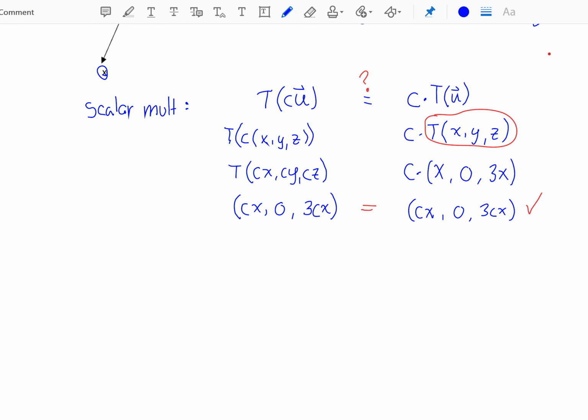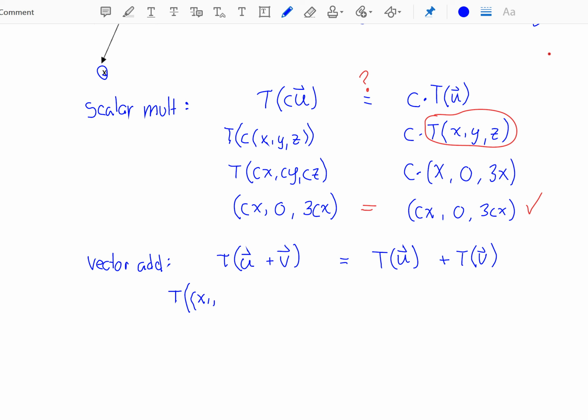Okay. Now let's look at vector addition. Again, here we want to show that T of the sum of two vectors in our domain is going to equal the sum of T of each of those vectors individually, then we add them up. We'll start with the left-hand side. We first need to represent u and v, two typical elements in our domain. I like using x1, y1, and z1 for u, then x2, y2, z2 for the second vector.